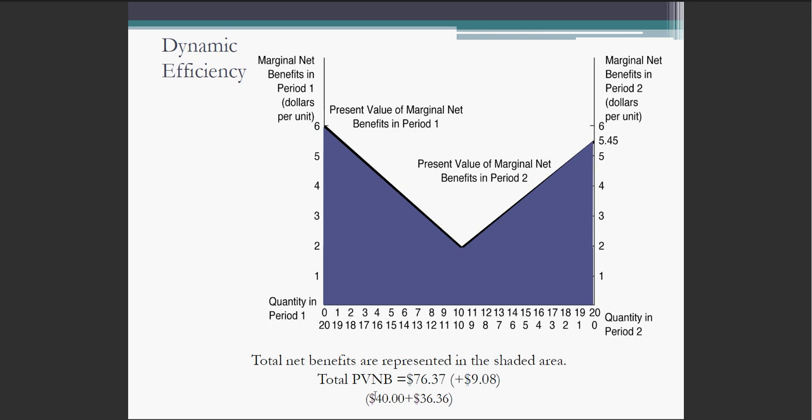The present value of net benefits for generation 1 is $40. Should be shown right on this side of the line right there. This is generation 1, generation 2. Generation 1 gets $40 and generation 2 gets $36.36. A $5 loss by generation 1 yielded a $14 gain in generation 2. You can see that it seems much more fair.